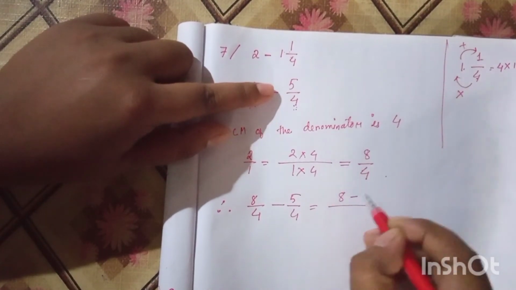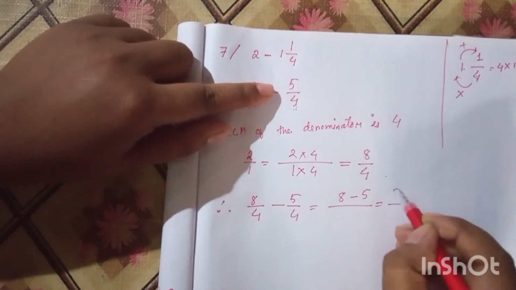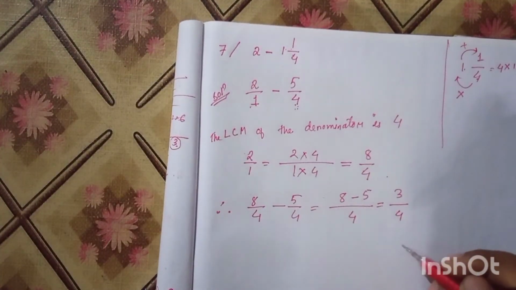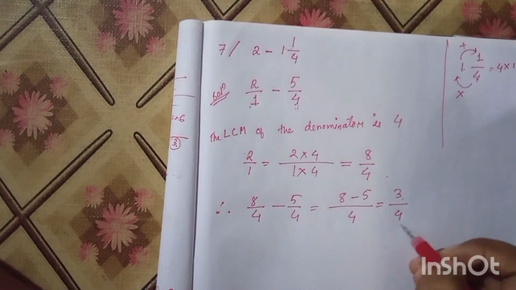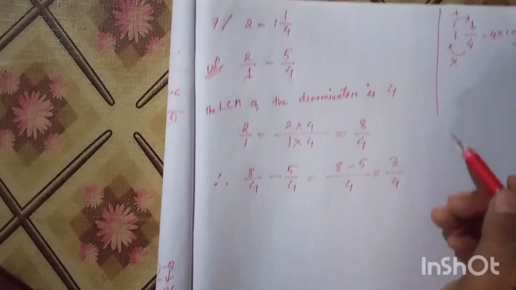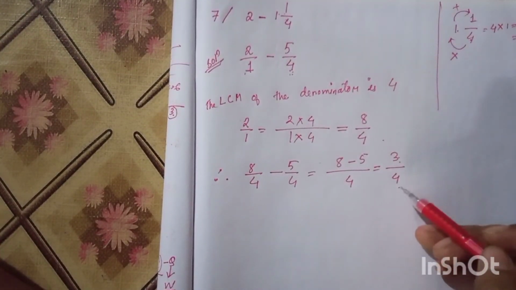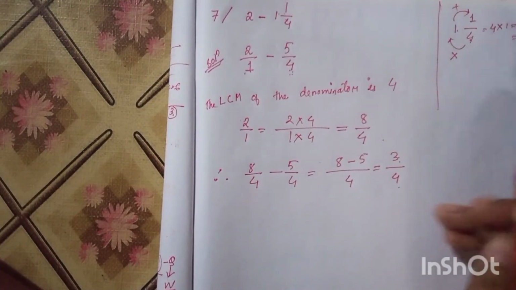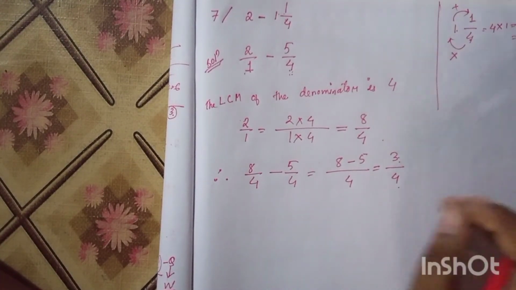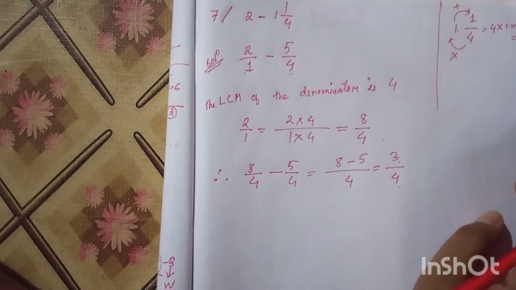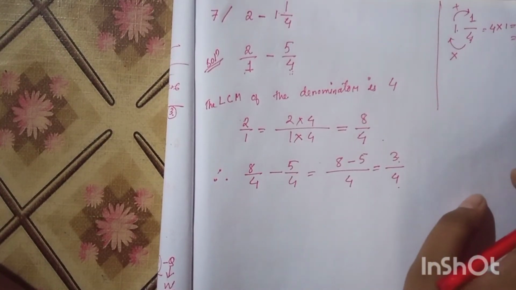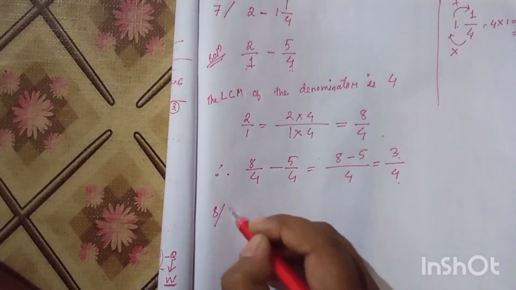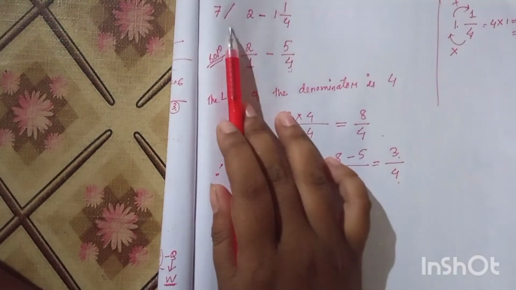Now 8 minus 5 is equal to 3. The denominator will remain the same. Now look, 3 by 4. Neither is it an improper fraction nor does it have any common factor. So it is the answer and it is in its lowest terms. So no need to change it. Understand? So question number 8 is also similar to question number 7.